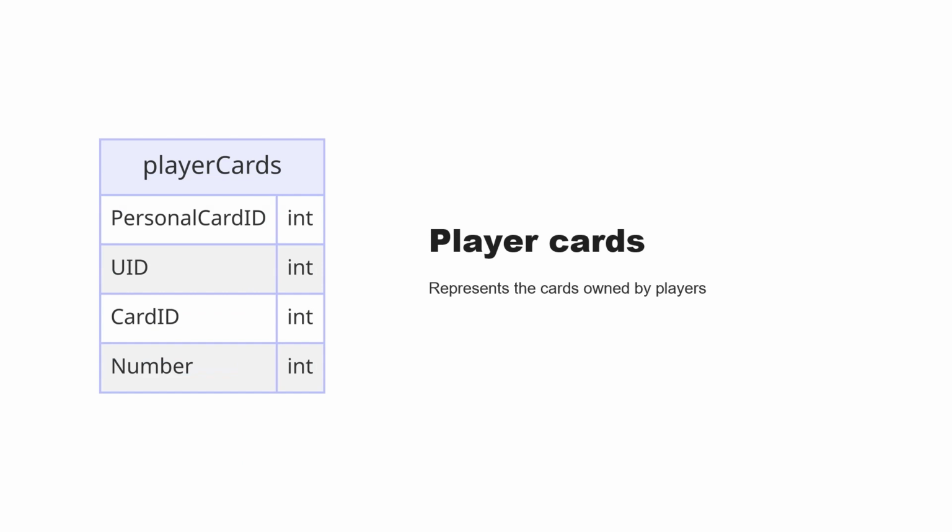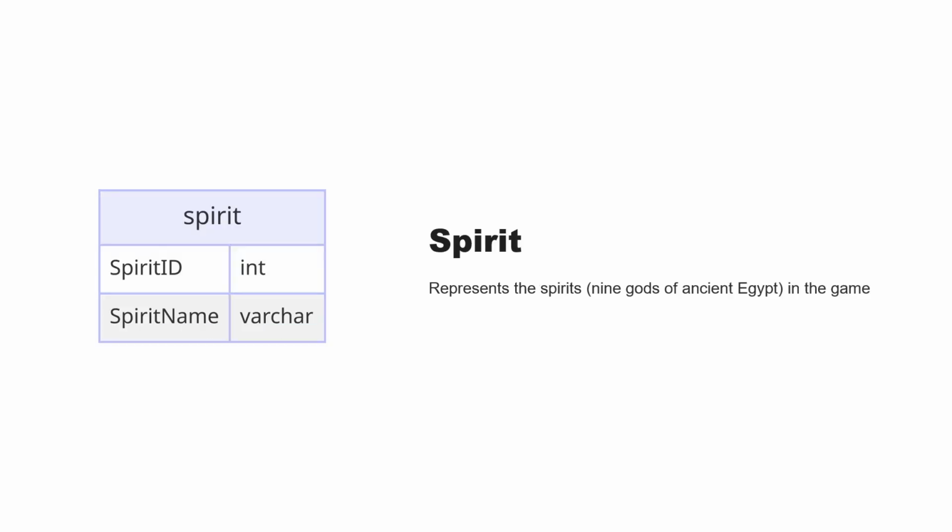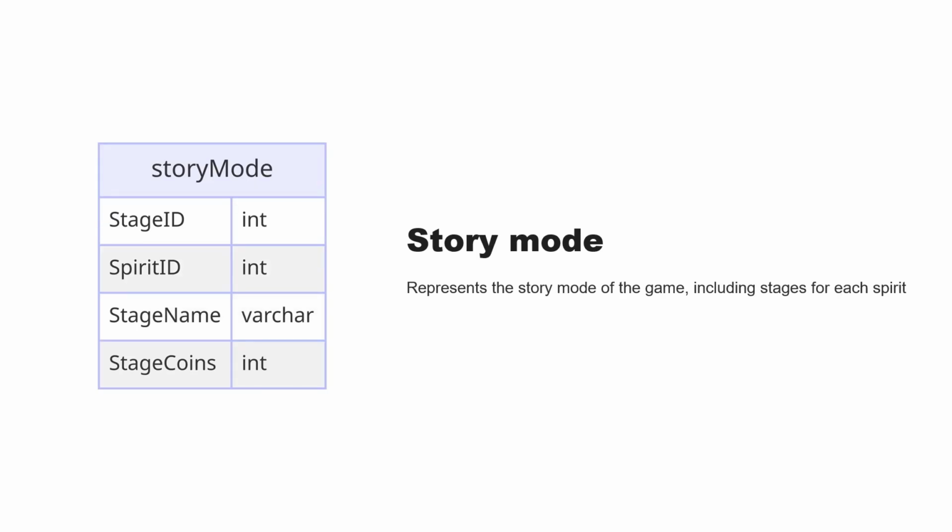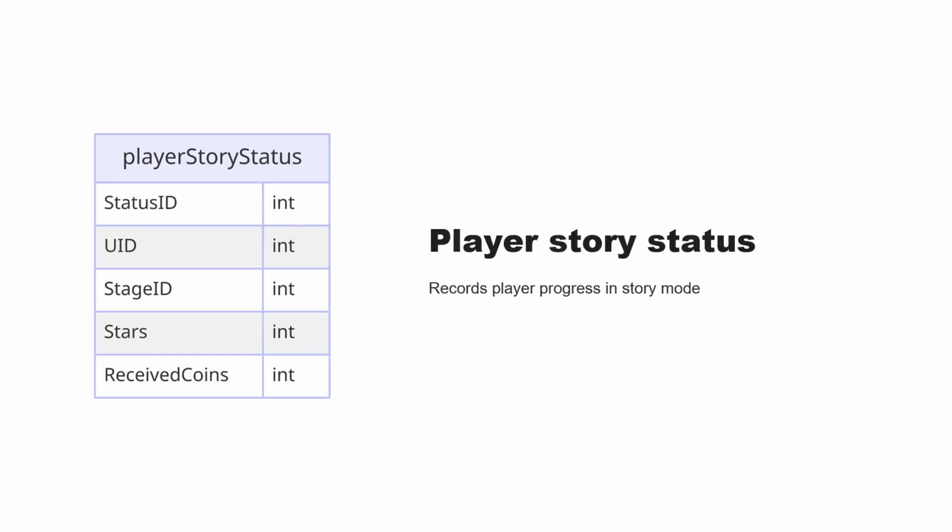Player cards represent cards owned by players, bridging the connection between players and cards. Spirits represent the gods of ancient Egypt, including deities like Set, Isis, and Osiris. Story mode comprises a series of stages where players can delve deeper into the game lore by battling NPCs.